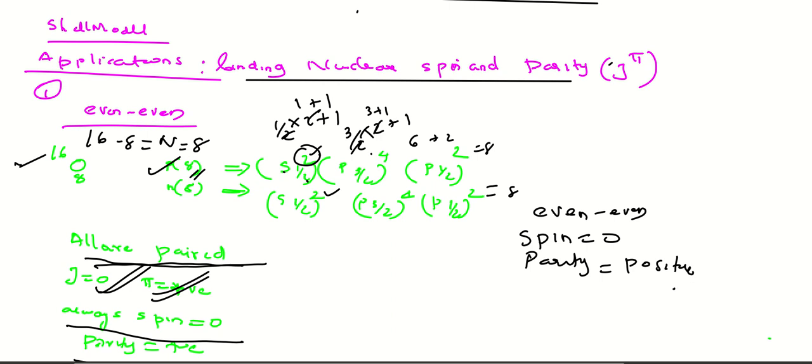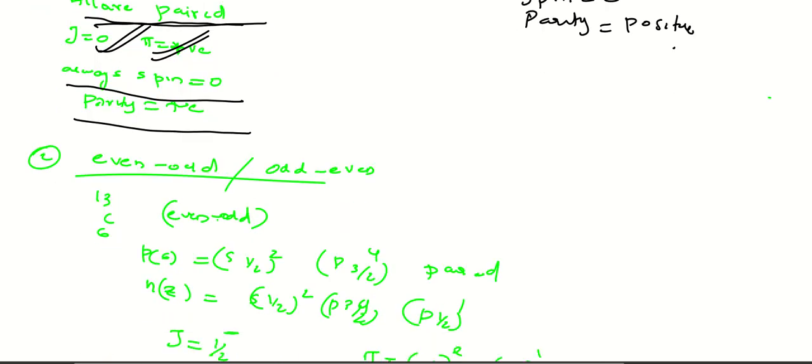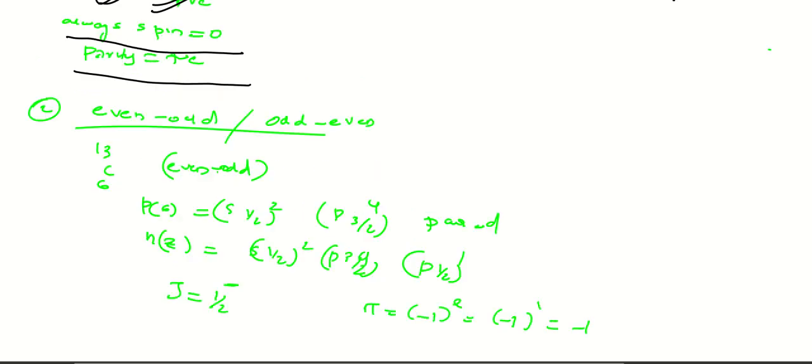Okay, and here the even-odd situation is there, and odd-even. So here carbon 6-13 means proton number 6, neutron number 13 minus 6, that's equal to 7. So the neutron number is 7, and we have to fill these. The protons are paired: S1/2 2, P3/2 4, paired. But in the case of neutrons, S1/2 2, P3/2 4, P1/2 1. So there is 1 unpaired.